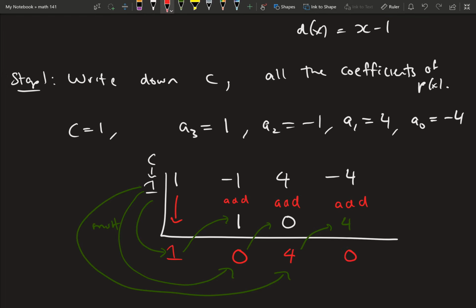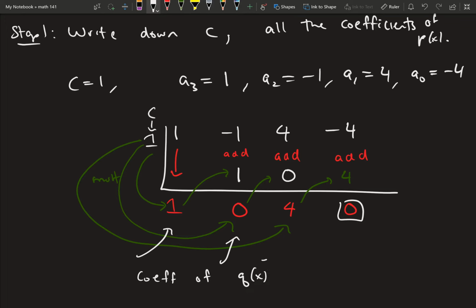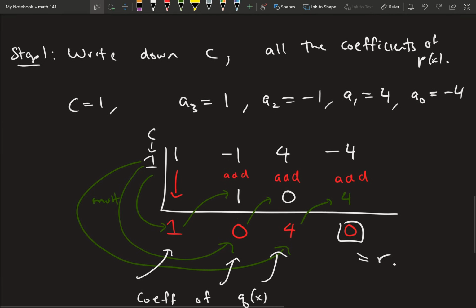So what is this? What are these numbers actually saying? These numbers right here correspond to the coefficients of q of x, the quotient. And this number, the last number, is the remainder r. So r is 0. And remember, this 1 corresponded to x cubed. This negative 1 corresponded to x squared. This was the x term, and this was the constant term.